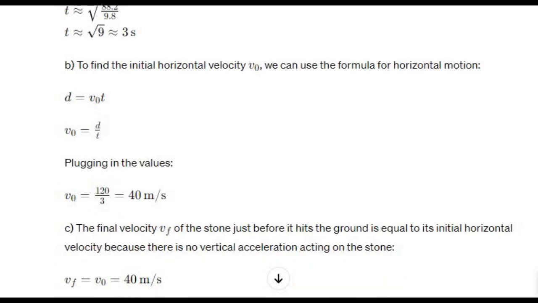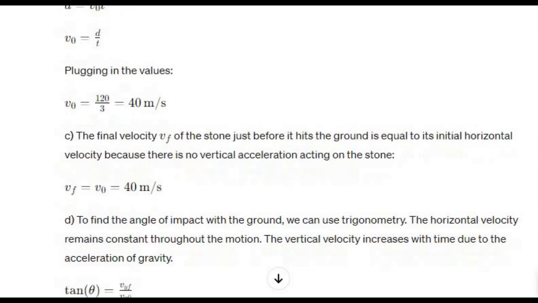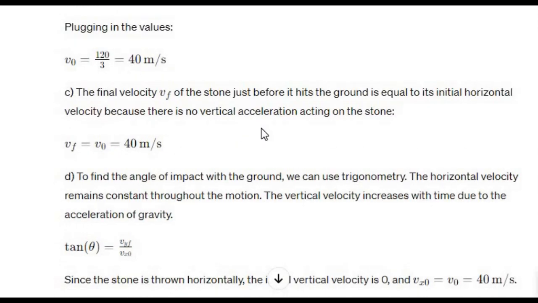B. To find the initial horizontal velocity v naught, we can use the formula of horizontal motion. d equals v naught times t. v naught equals d over t. Plugging in the values, v naught equals 120 over 3 equals 40 meters per second. C. To find the velocity vf of the stone just before it hits the ground: it is equal to its initial horizontal velocity because there is no horizontal acceleration acting on the stone. vf equals v naught equals 40 meters per second.